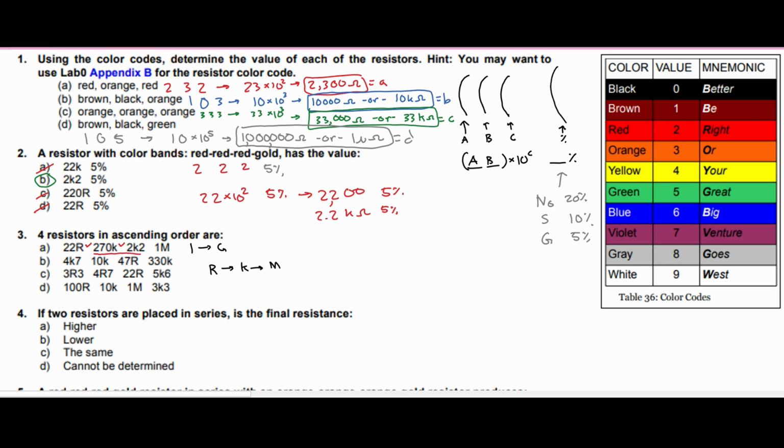So this messes up our order, and that's not going to be our answer. Now we're going to look at this. This looks good. This looks good. This does not look good though, because we have a resistance, or regular resistance, after our Ks. So that messes up this order.